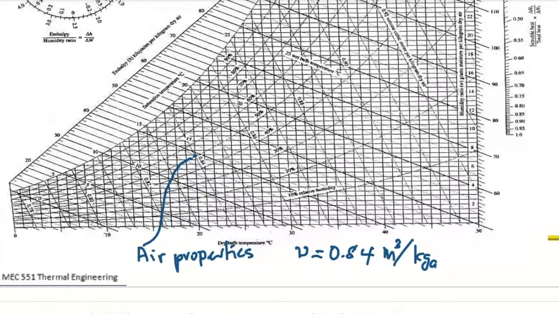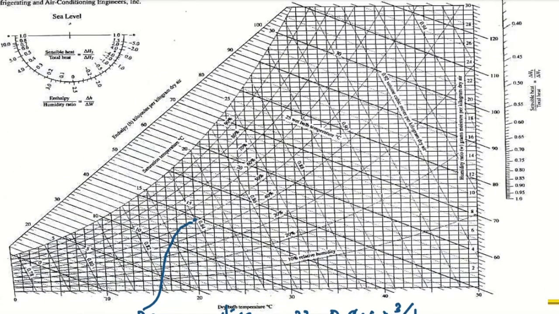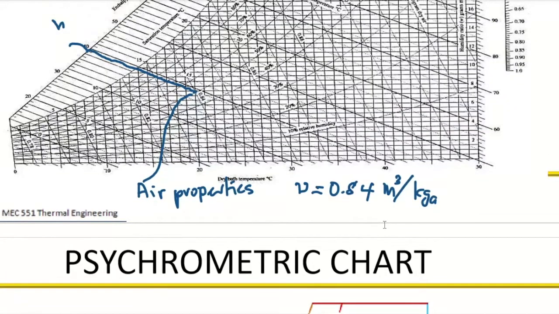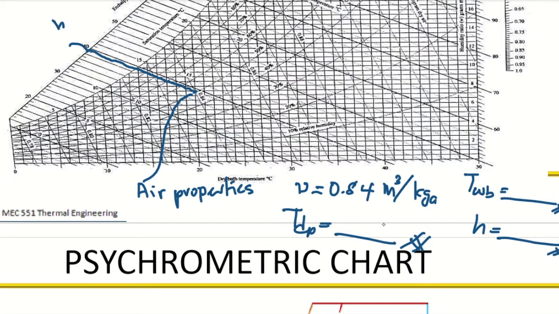Next perhaps you want the enthalpy. So this is the line for enthalpy. From here, of course, you need to draw a straight line. So this is the enthalpy. Next, let's say you want the dew point temperature, T dew point. Just now we have T wet bulb, and then we solved for enthalpy. Next is dew point.